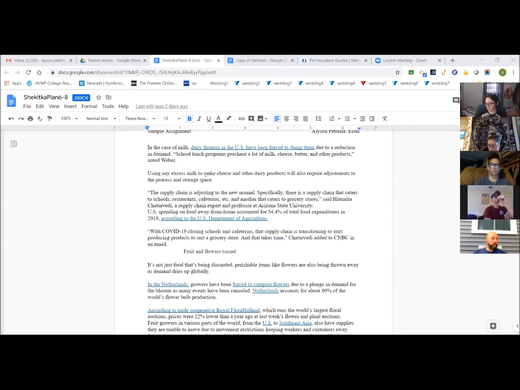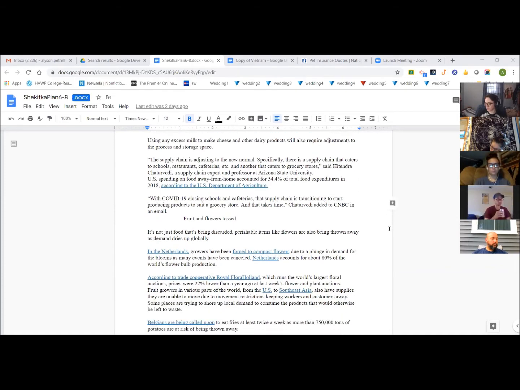So using any excess milk to make cheese and other dairy products will also require adjustments to the process and storage space. The supply chain is adjusting to the new normal. Specifically, there is a supply chain that caters to schools, restaurants, cafeterias, etc., and another that caters to grocery stores, said Hitendra Chaturvedi, a supply chain expert and professor at Arizona State University. U.S. spending on food away from home accounted for 54.4% of total food expenditures in 2018, according to the U.S.